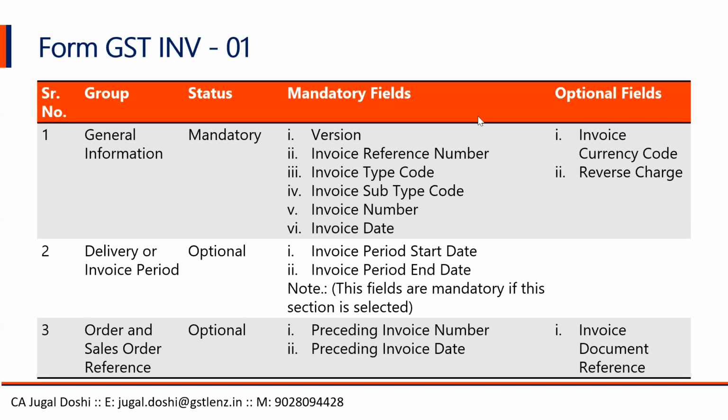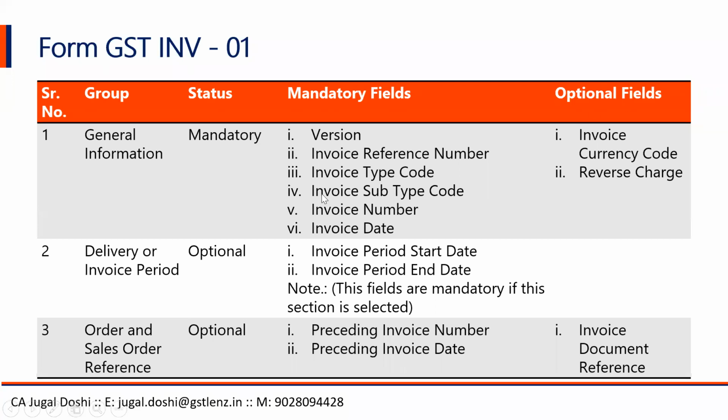The first validation is on the group level, whether this group is compulsory, mandatory or optional. If the group is mandatory or optional, then the next level is whether the fields are mandatory or optional. So the general information group is mandatory. Having an invoice reference number is mandatory in it, but having an invoice currency code is not mandatory in it, or reverse charge details are not mandatory in it.